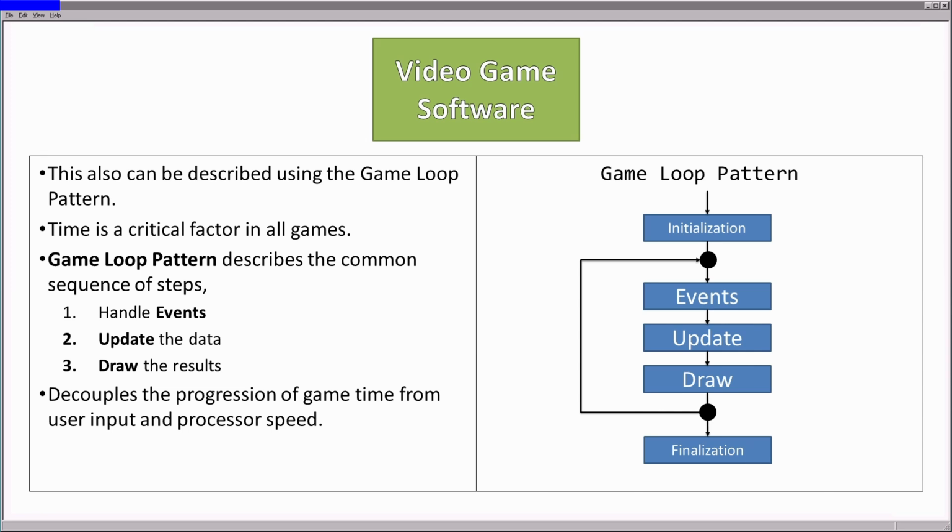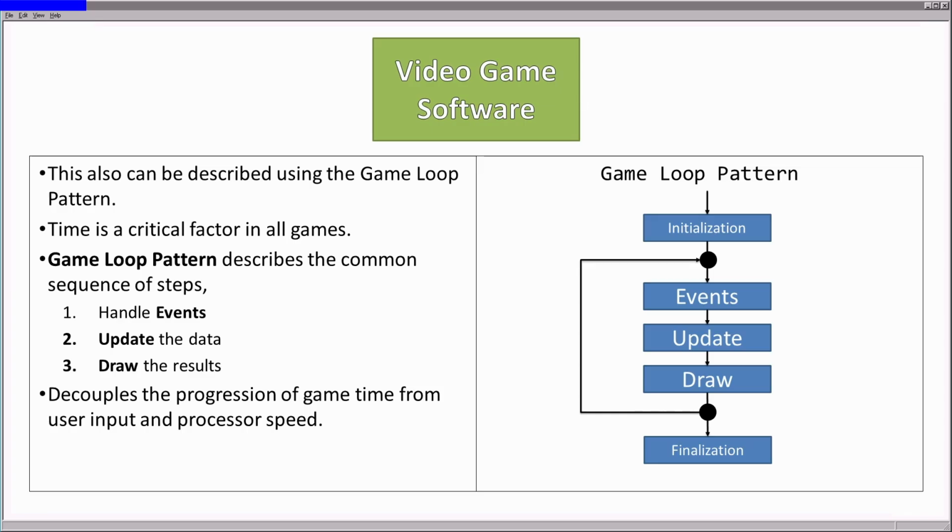This can also be described using the game loop pattern. We understand that time is a critical factor in all games. Games constantly need to provide feedback to the player by handling events, updating game objects, and drawing the results to the screen. The game loop pattern describes the common sequence of these steps. Step 1, handle the events. Step 2, update the data. Step 3, draw the results.